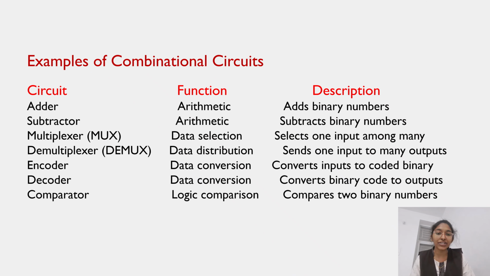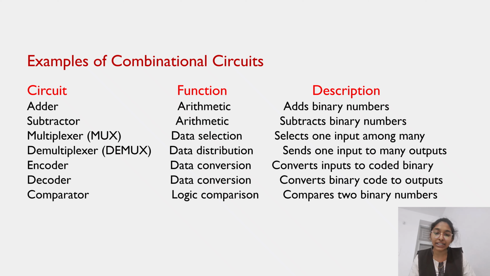Examples of combinational circuits. Adder: it performs an arithmetic function, adds binary numbers. Subtractor: it is also an arithmetic function, subtracts binary numbers. Multiplexer, short name mux: it is a data selection function, selects one input among many inputs. Demultiplexer, demux: data distribution, sends one input to many outputs.